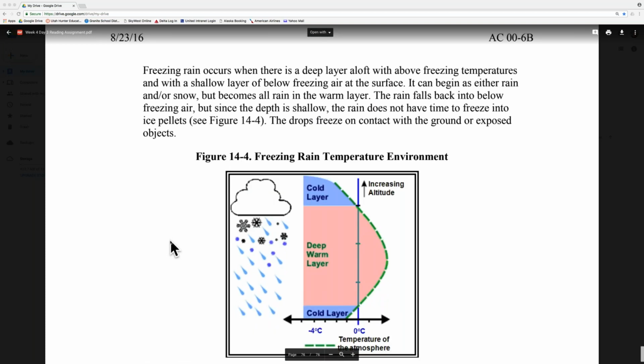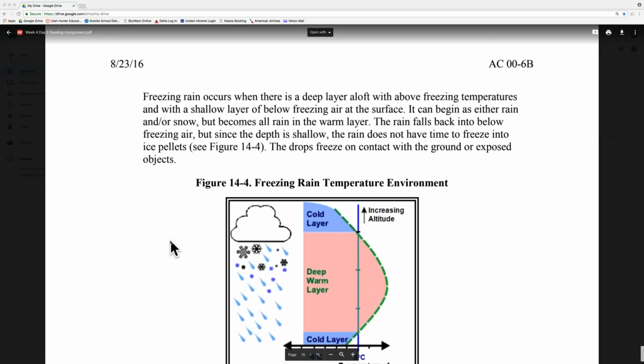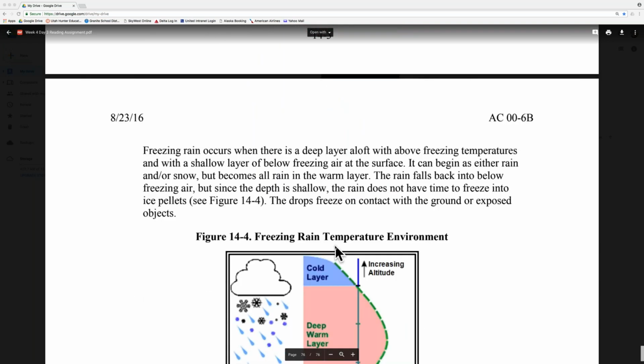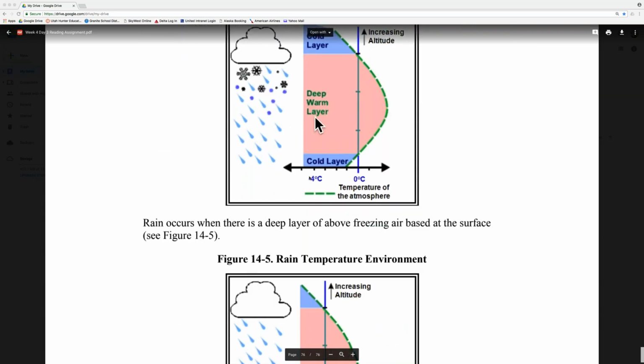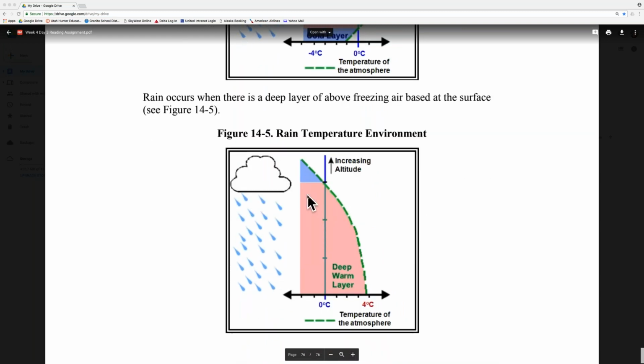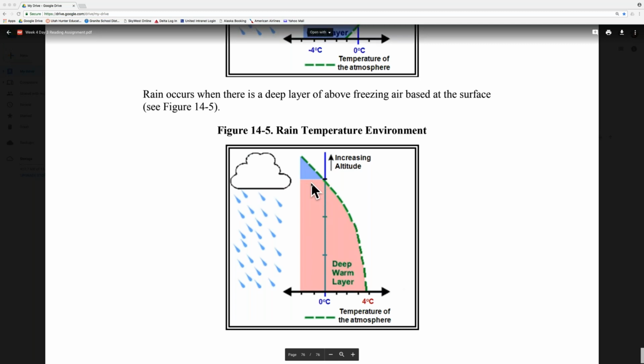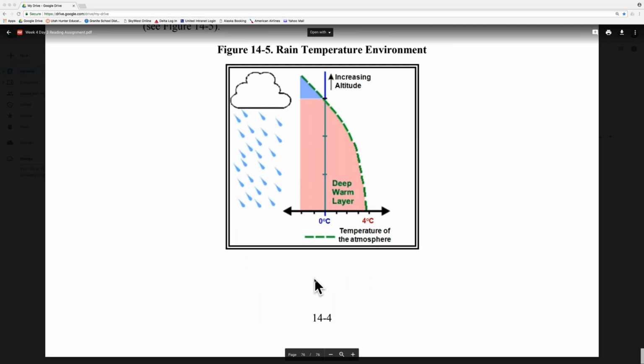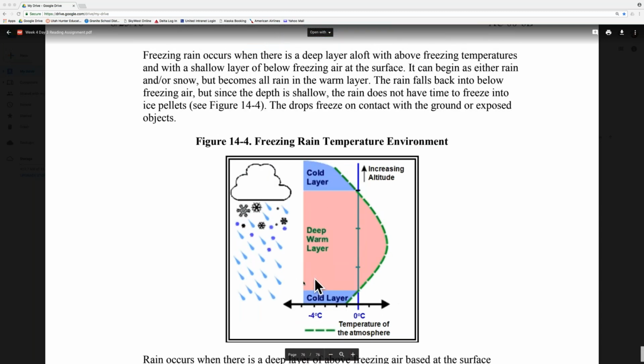Freezing rain, bad stuff. So rather than the shallow layer of warm air, you have a deep layer of warm air. And then, of course, rain, right? Got the shallow layer below freezing. As it descends, it warms all the way down to the surface. That completes our presentation.